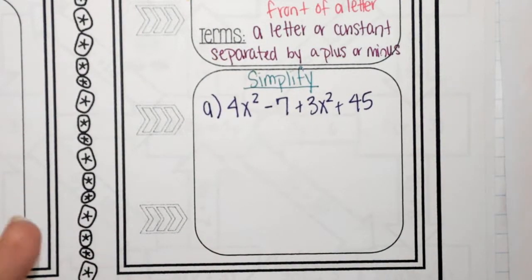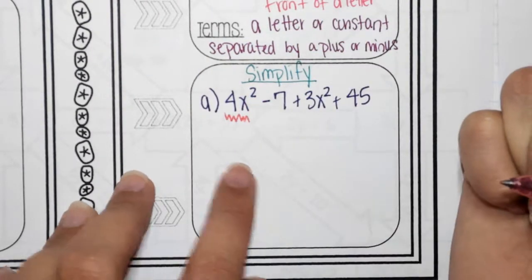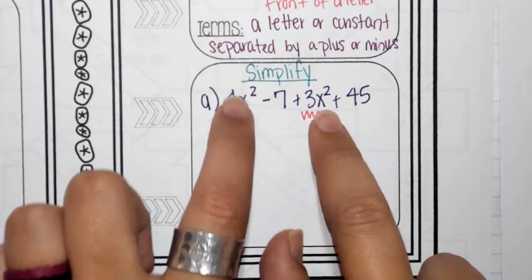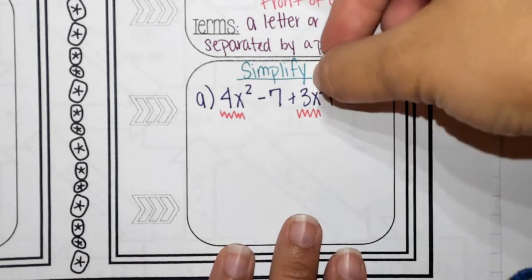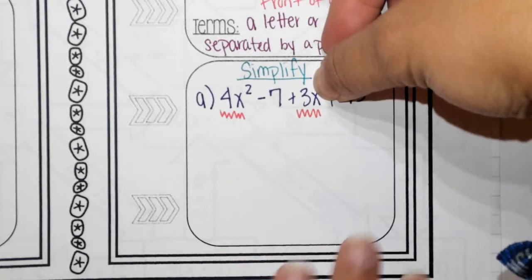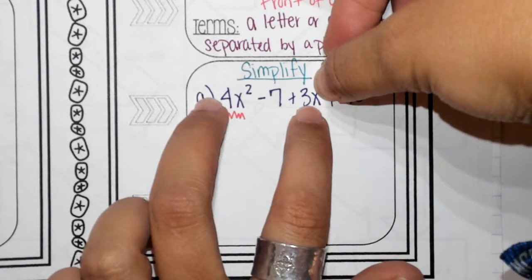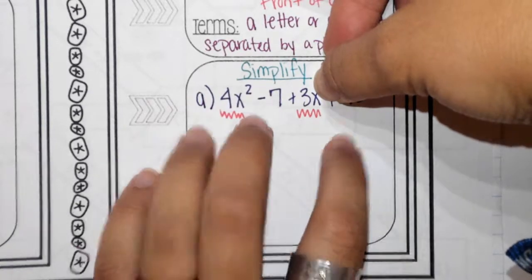Now, I want us to simplify, which means that we combine like terms. Magic, right? So, 4x squared can only be combined with 3x squared because they have the same variable and the same exponent, so that makes them like terms. Does everybody understand? If this was just an x, could we combine them? No, because they don't have the same exponent. So like terms have the same variable and the same exponent. And we're going to write that down in just a minute.